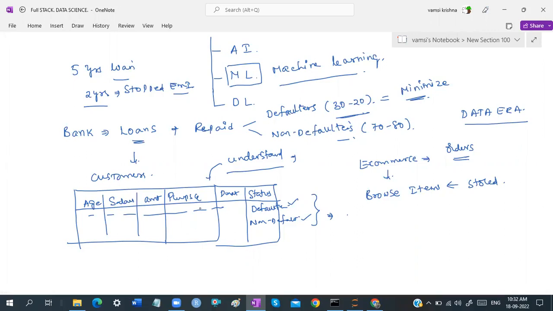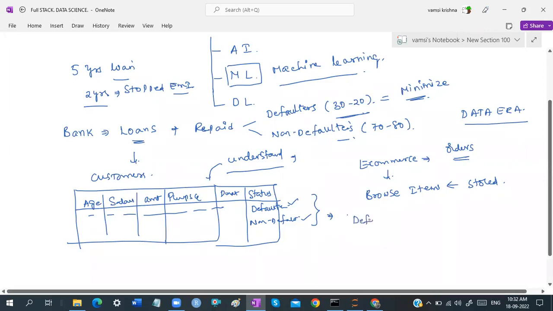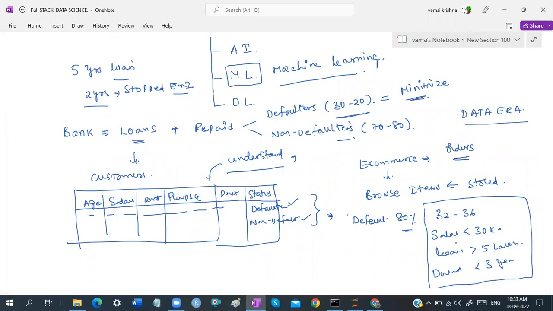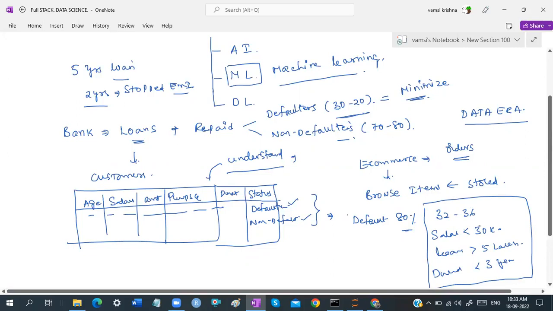Like these types of customers mostly become defaulters. Let us say that among the defaulters, 80% of the customers are between the ages of around 32 to 36. Their salaries are less than, let us say, 30K. And the loan amounts they have taken are more than 5 lakhs, and the duration is less than, for example, 3 years. Something like that, some story will come for us. Every data will give you some story. So if you can get that story from the data, then the past customers' data has been analyzed.